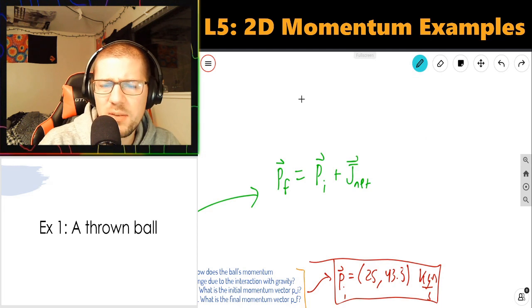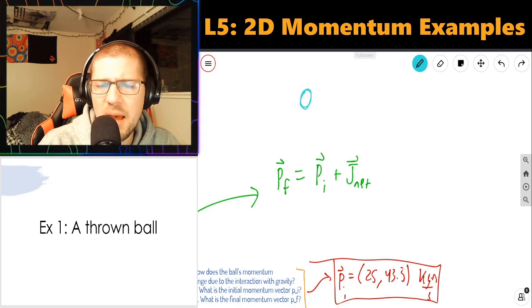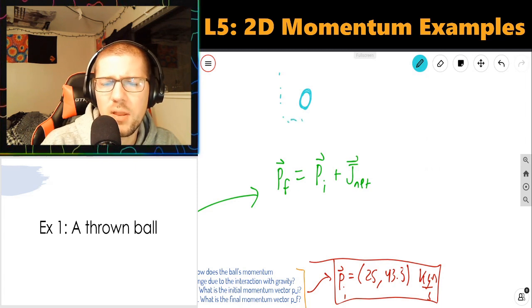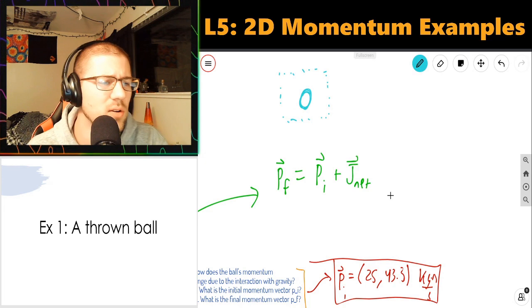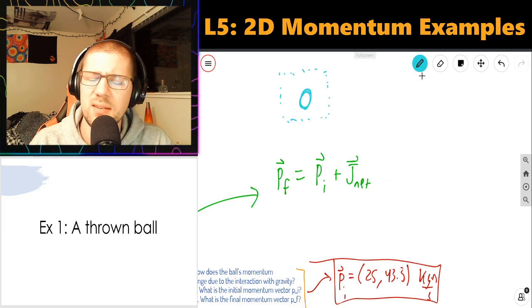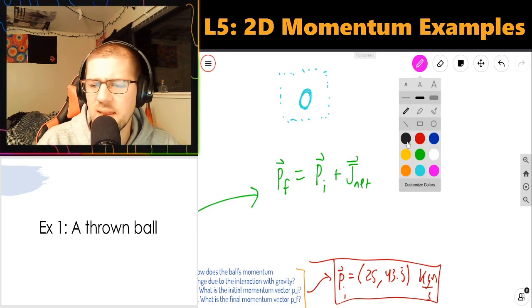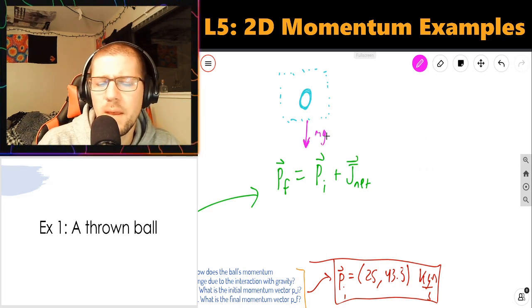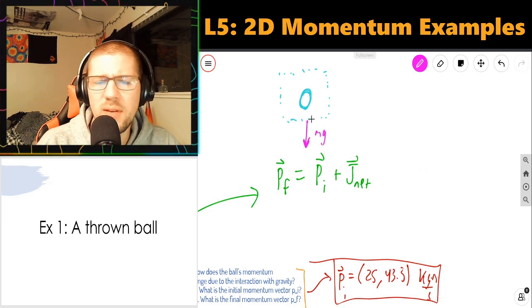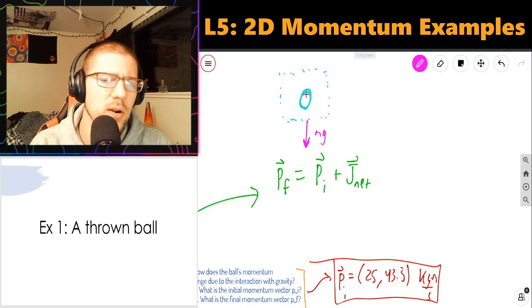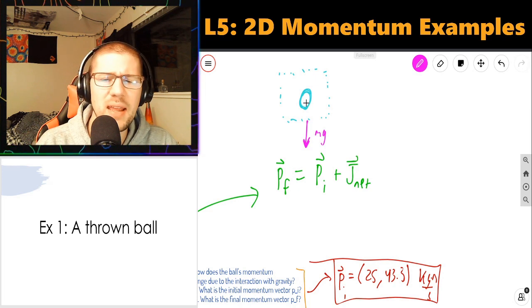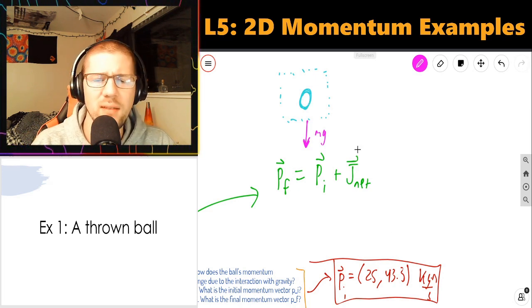So what I'm doing in this problem is implicitly assuming that the ball is my system. I'll draw a little box around it. The ball is my system. And I have to think about whether there are any external objects, any external entities that are interacting with this ball. In this case, there is an external entity: gravity. Gravity represents a force that is not between parts of the ball, not internal to the ball. It's external to the ball.